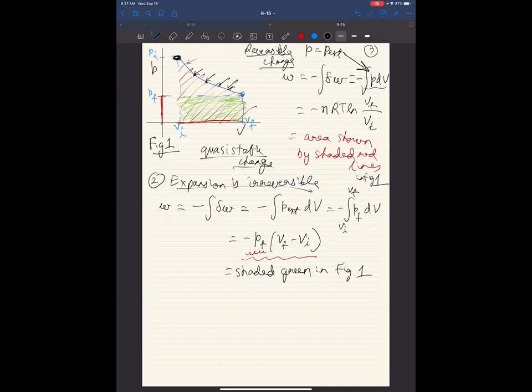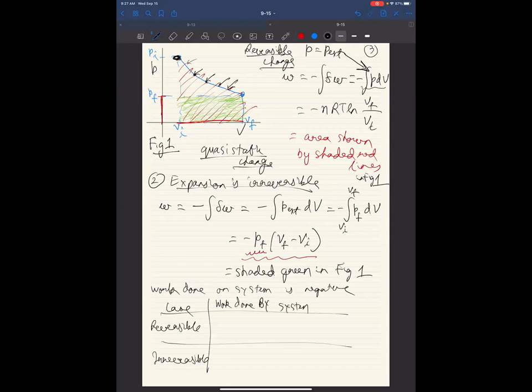So let's think about the work. Once again, work done on the system is negative. But now let's think about both cases: case reversible and case irreversible. And I want you to think about the work done by the system, which is just this thing with a minus sign. So in the reversible change, it is plus nRT ln(VF/VI).